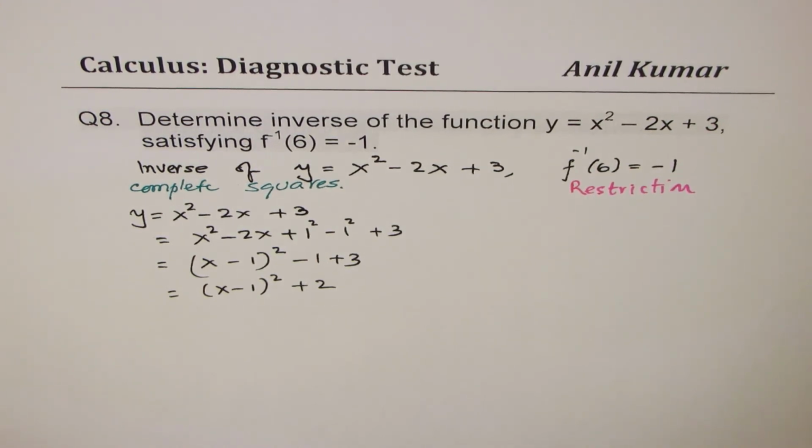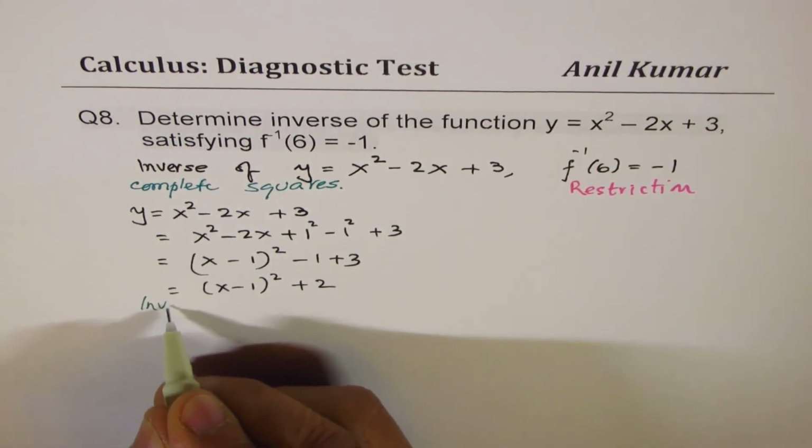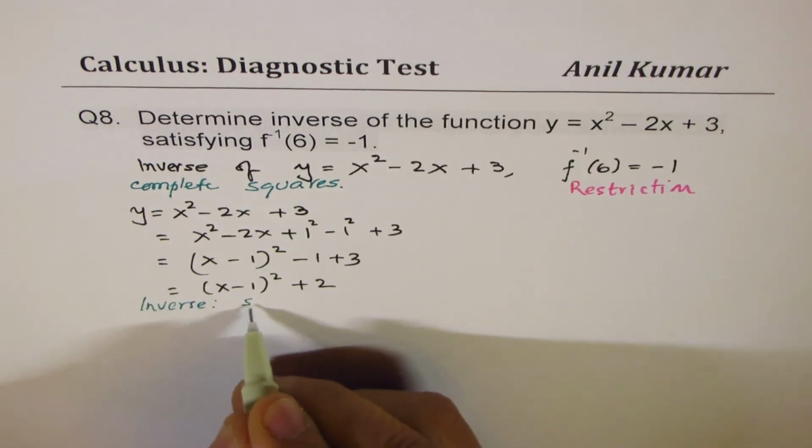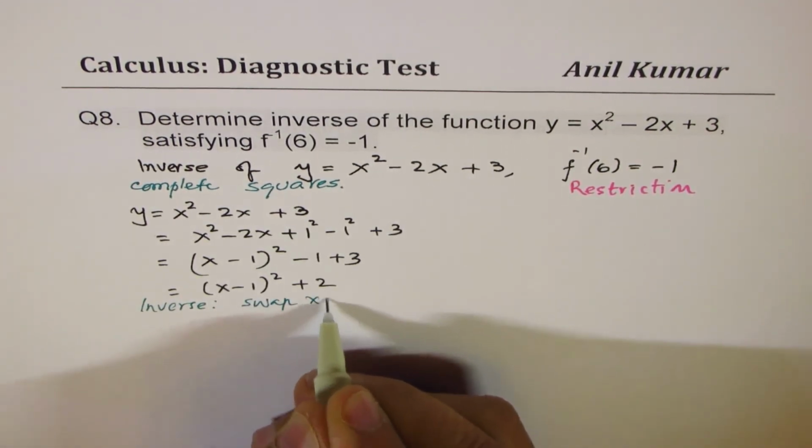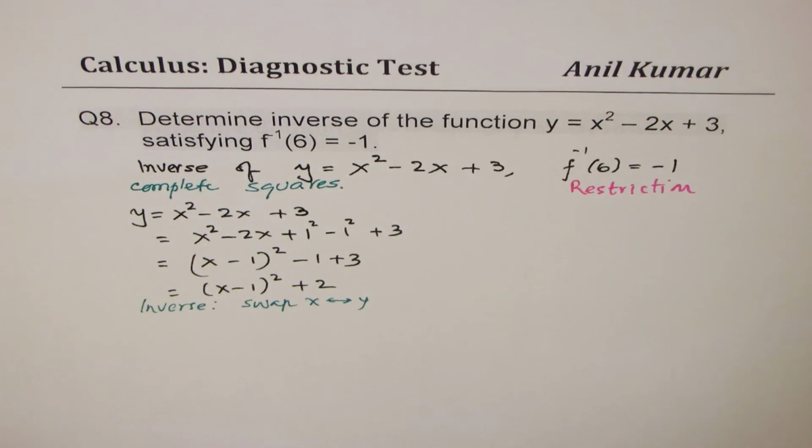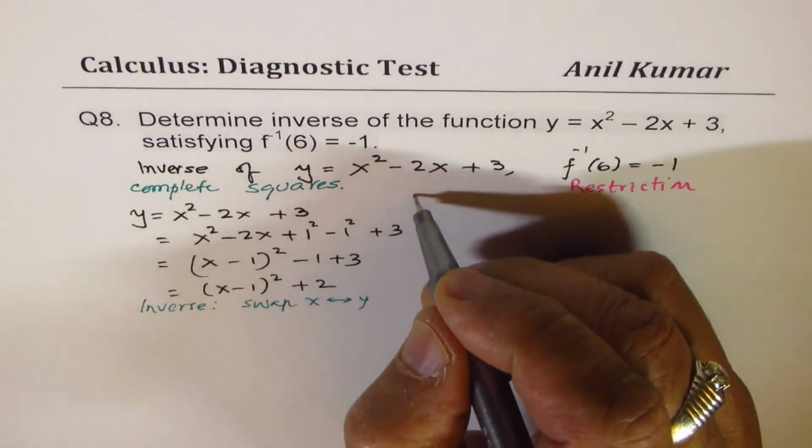Now, to find inverse, what are we going to do? We need to swap x and y, correct? And then solve for y. So that's what we are going to do now. Let's do it here.